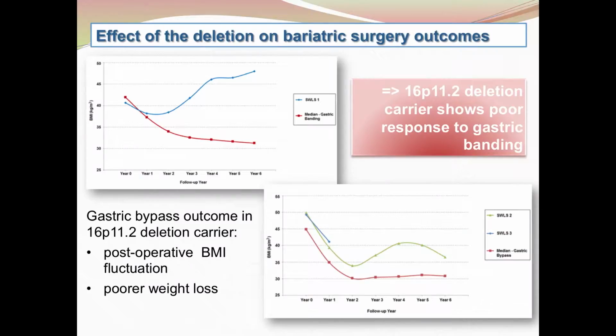Why is it important? That's some results we have. And basically, I will say that gastric banding doesn't work in these subjects, and even the bypass doesn't work all the time, and we have to be extremely careful before proposing this kind of bariatric surgery to these kinds of patients.